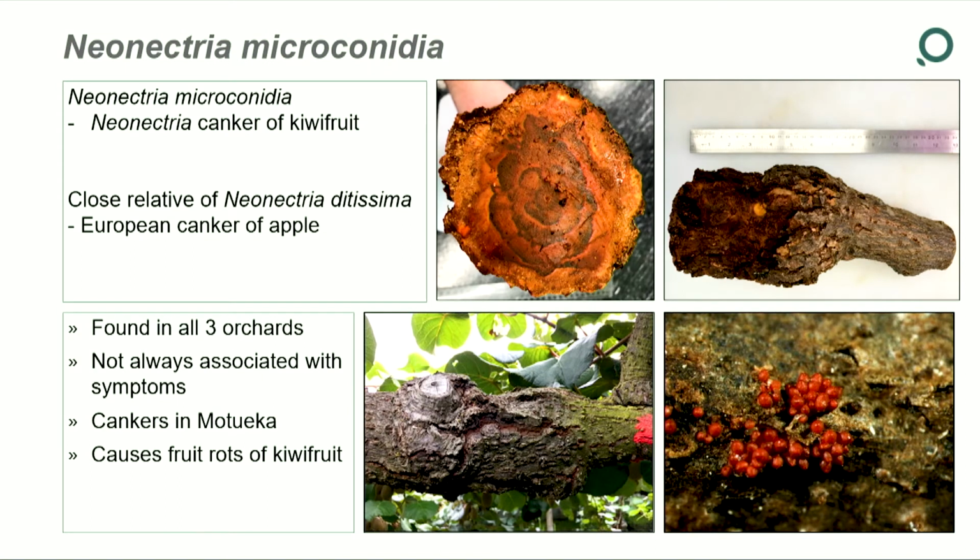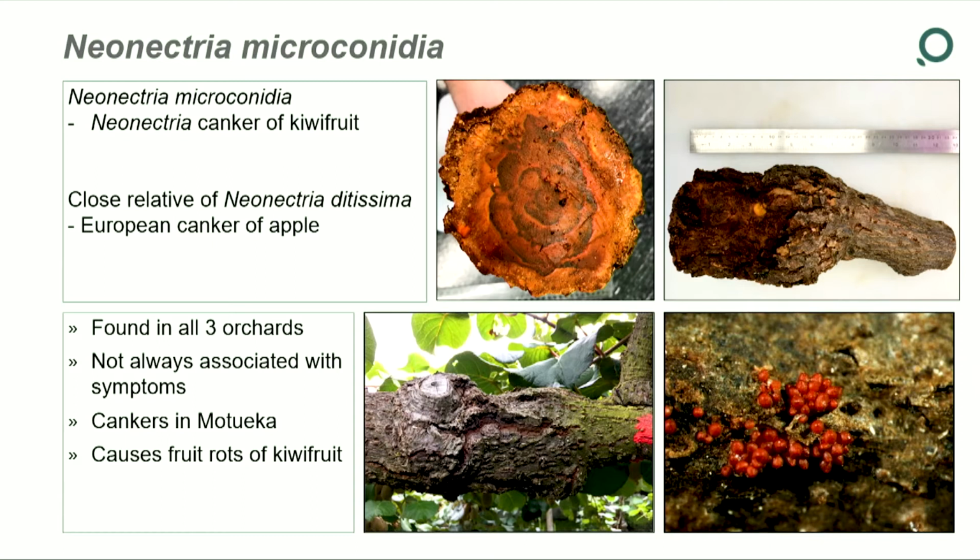Neonectria microconidia, probably better known now as Neonectria canker of kiwifruit. It's a very close relative of Neonectria dotissima, which causes European canker of apples. We found this fungus in all 3 orchards, not always associated with symptoms. Sometimes it just appeared to be hanging out in the trunk. However, it was highly associated with those cankers down in Motueka. And we also know that it causes fruit rots of kiwifruit, so I guess we know where the inoculum is now coming from.